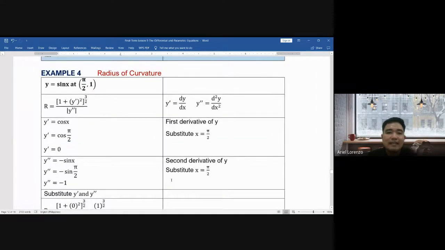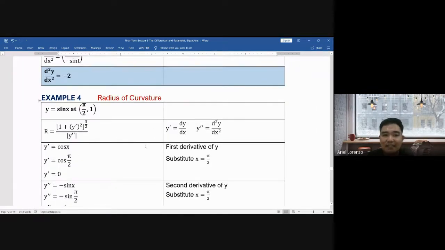Okay, class. Given the curve, sine x. Find the radius of curvature of sine x at points pi halves and 1. Okay? So, first, we put the formula for the radius of curvature so you don't get lost. So, the formula is 1 plus the square of the y prime, or the first derivative, raised to 3 halves, all over the second derivative of your function.